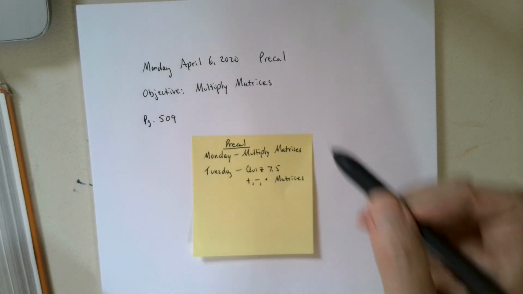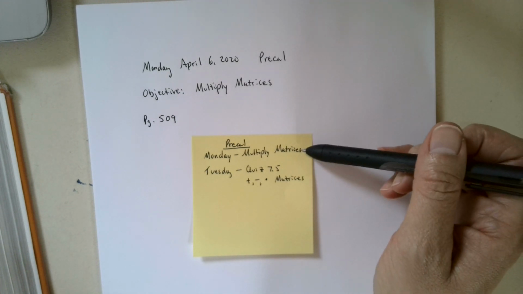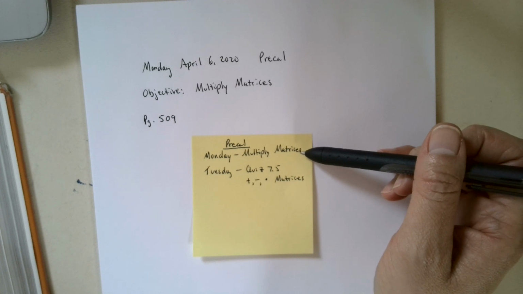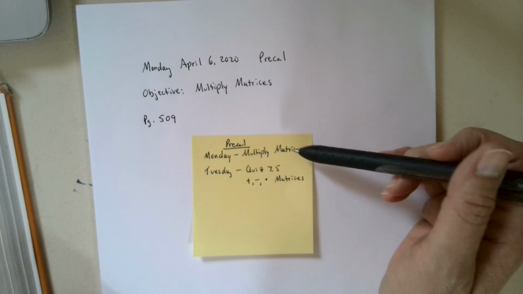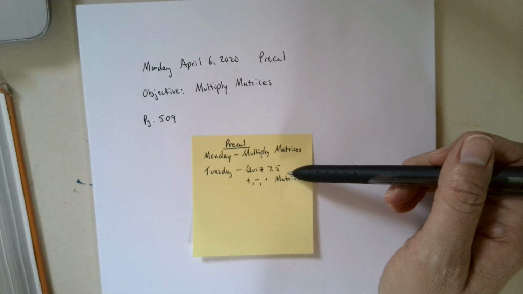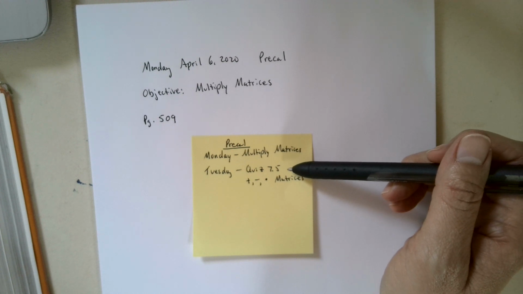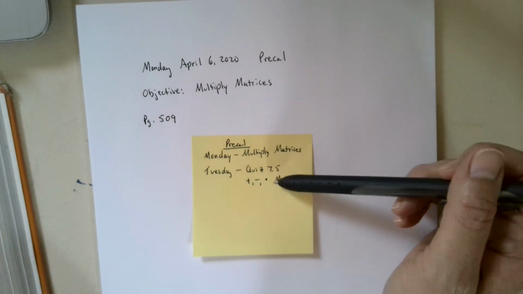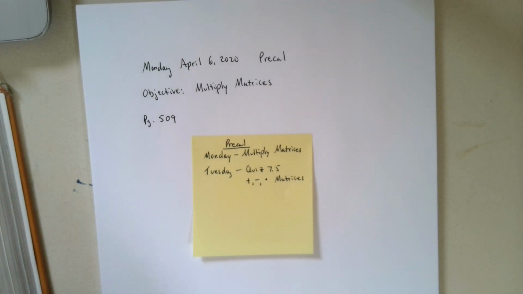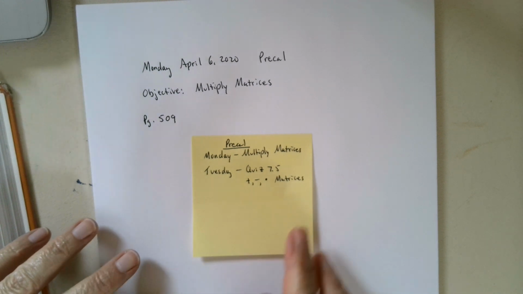So today we are going to talk about how to multiply matrices. On Friday we talked about how to add and subtract. And then tomorrow we're going to have our quiz over section 7.5, which will cover adding, subtracting, multiplying, and matrices. And I haven't quite figured out what direction I want to head after we take our quiz tomorrow. But I will let you know tomorrow what we'll be doing for the rest of the week.